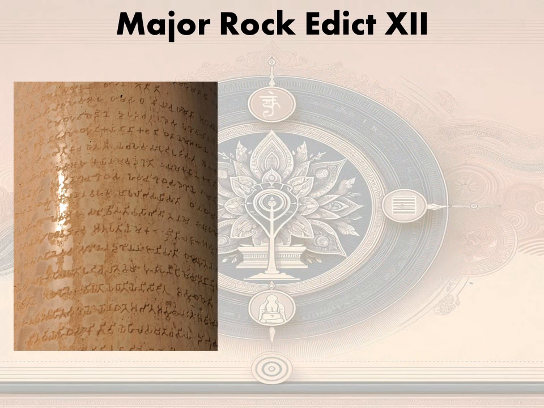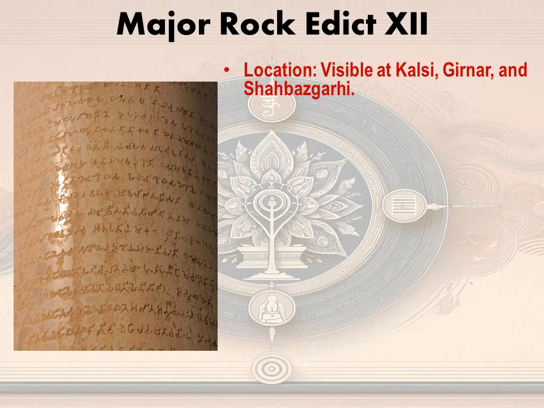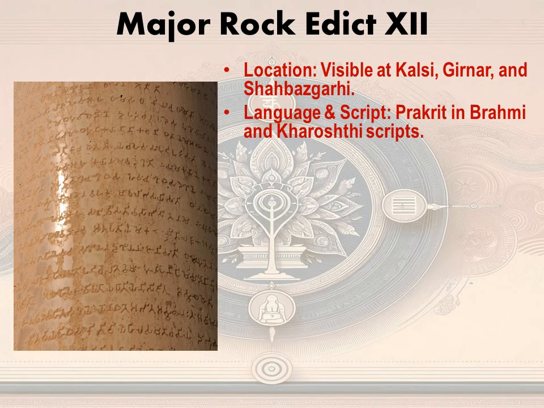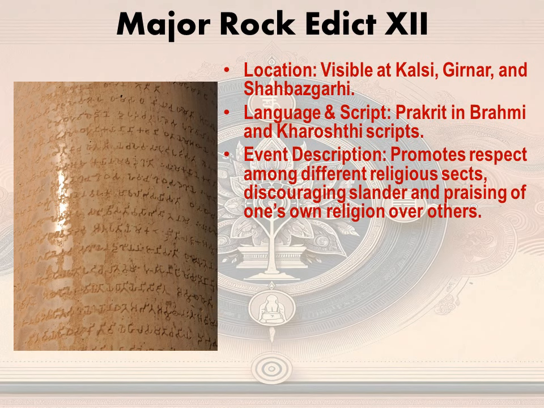In Rock Edict number 12, once again it is in the places of Ginnar, Kalsi, and Savasgari. It is written in Prakrit language with Brahmi script in some places and Kharoshti script in some other places. It promotes respect among different religious sects, discouraging slander and praising of one's own religion over others. So, even though one can follow a personal religion of their own, they have no right to defame or slander other religious sects or other religious philosophies, and that should be avoided by any means. One should respect the religious principles of other people also.